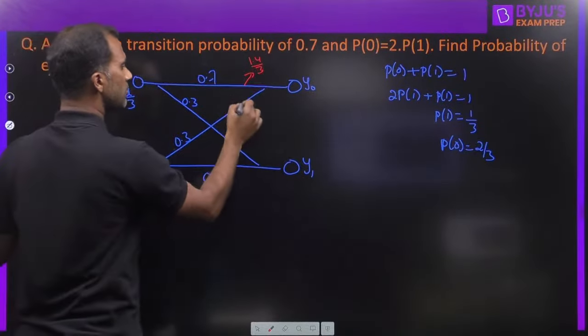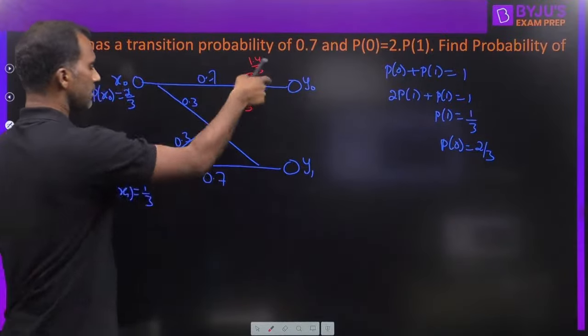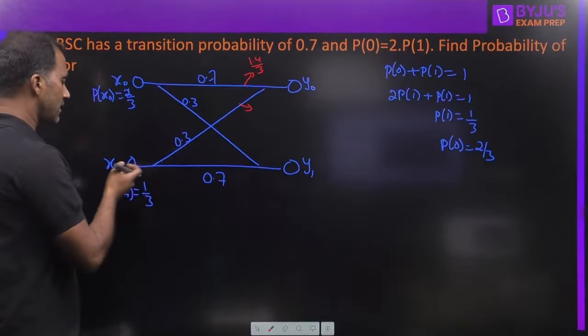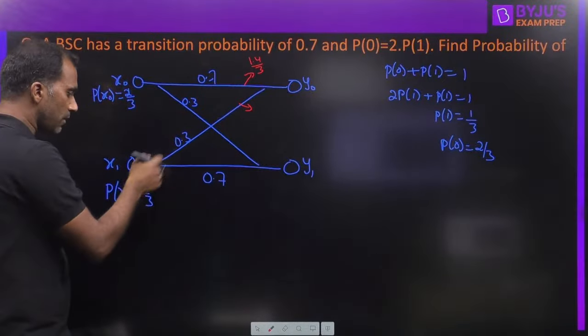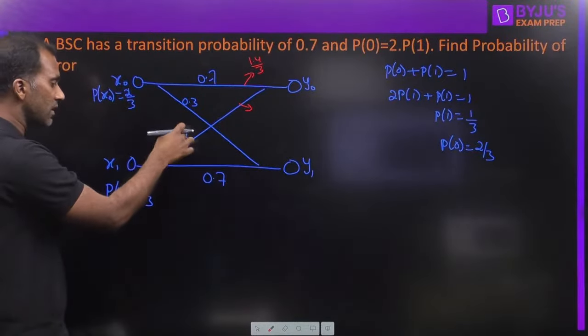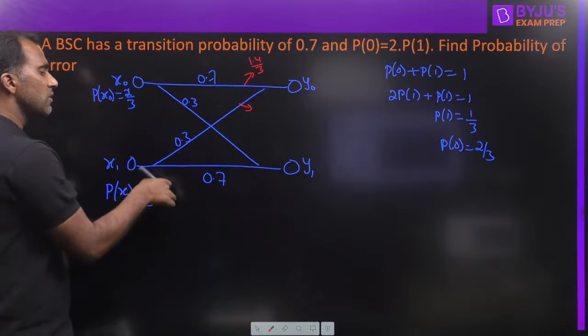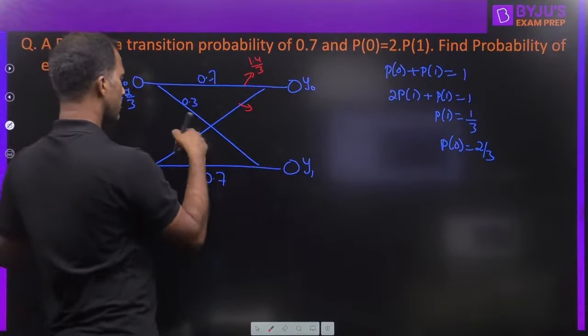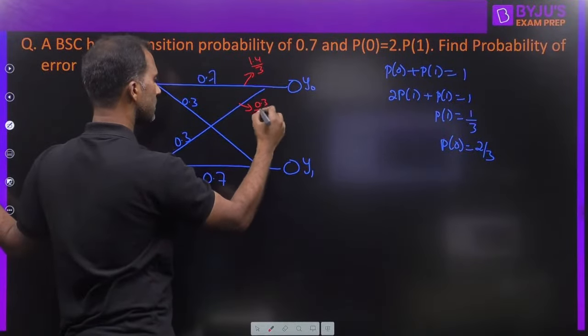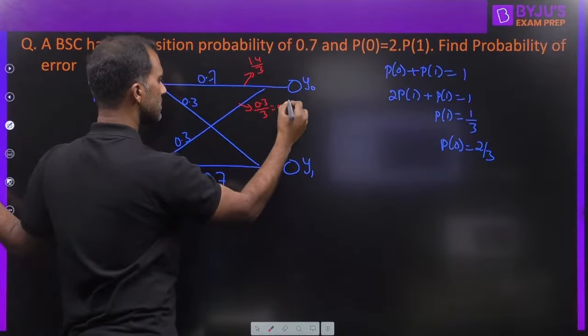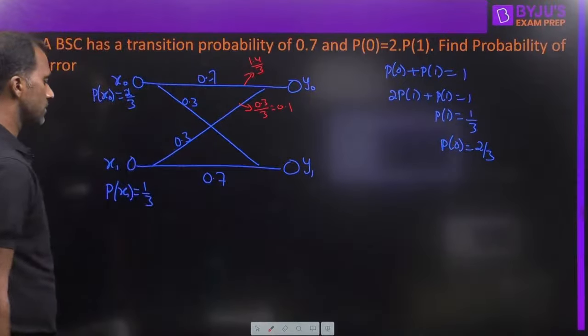Okay, next, how about this line's probability? So the involved things are x1 and y naught, P of x1 intersection y naught. If you want, you can multiply this probability with this probability. This is P of y naught given x1 into P of x1, which will give the intersection probability. So 0.3 divided by 3. So this is 0.3 by 3, or 0.1 you can say, right?